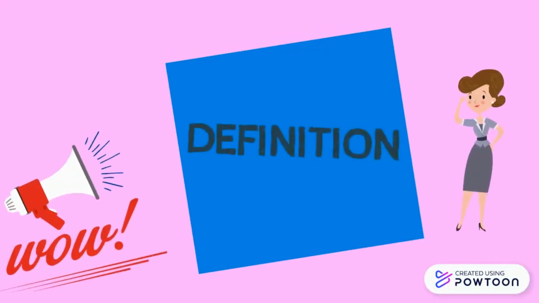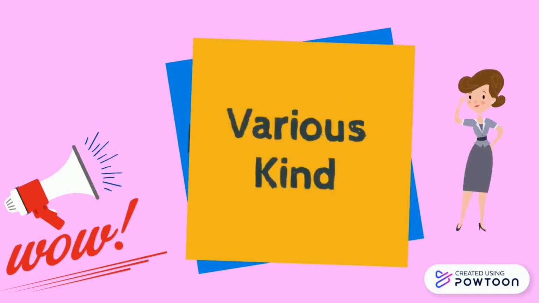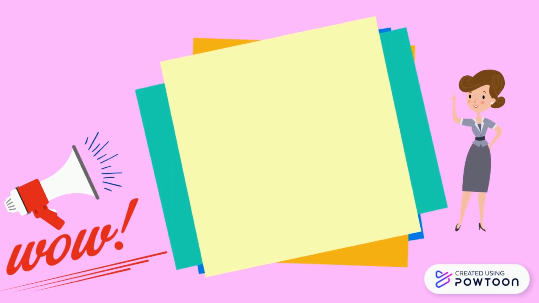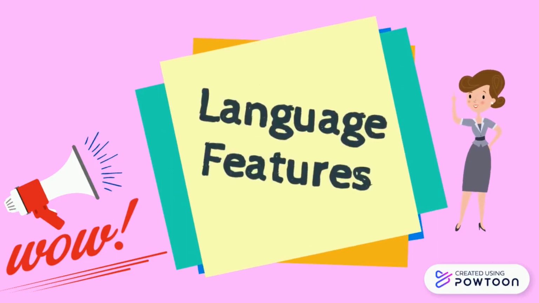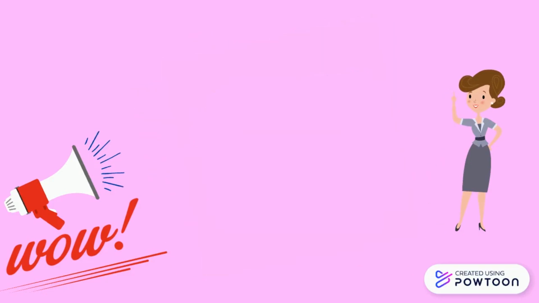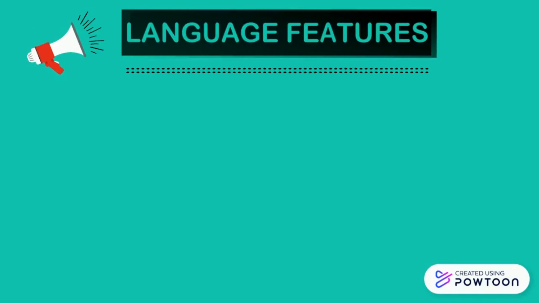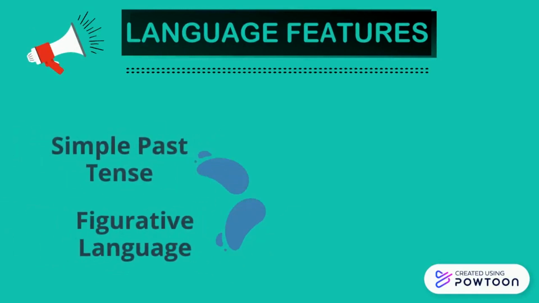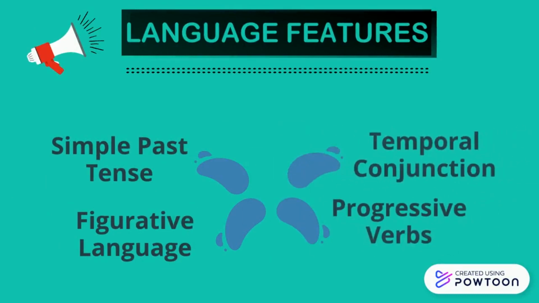After we talk about the definition, various kinds, and the generic structure of narrative text, we also have to know about the language features of narrative text. So, here we go. There are 5 language features of narrative text. They are simple past tense, figurative language, progressive verbs, temporal conjunction, and dialogue.